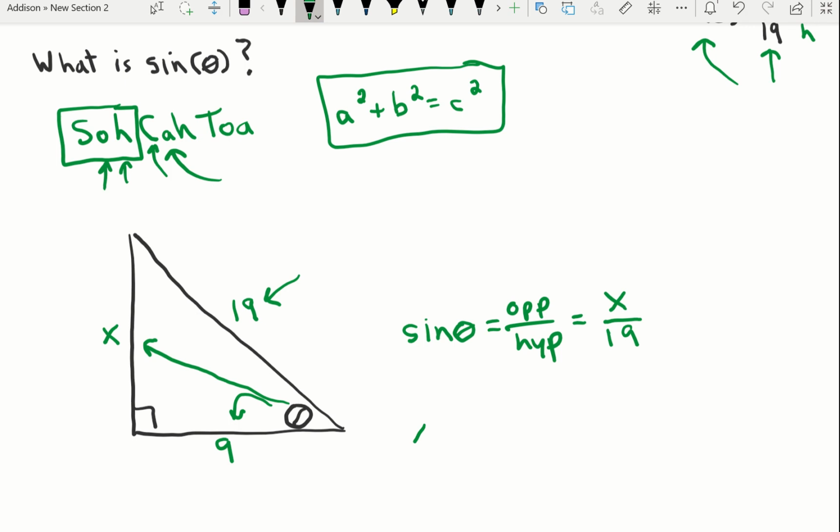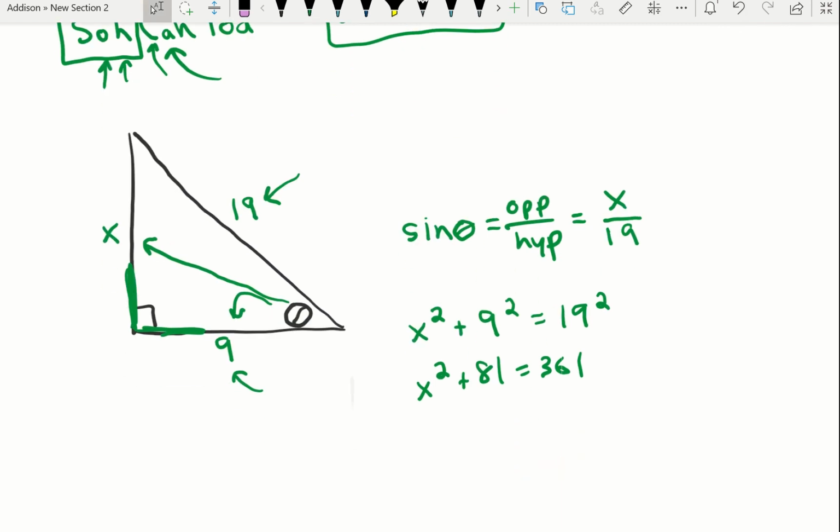So one of the legs is x. We're going to square that, plus the other leg right here is 9. We're going to square that. Remember, this is going to be a leg, and that's going to be a leg. And then that's set equal to 19 squared because that is the hypotenuse. It's always set equal to the hypotenuse squared. So let's work to get x by itself. 9 squared is 81. 19 squared is 361.